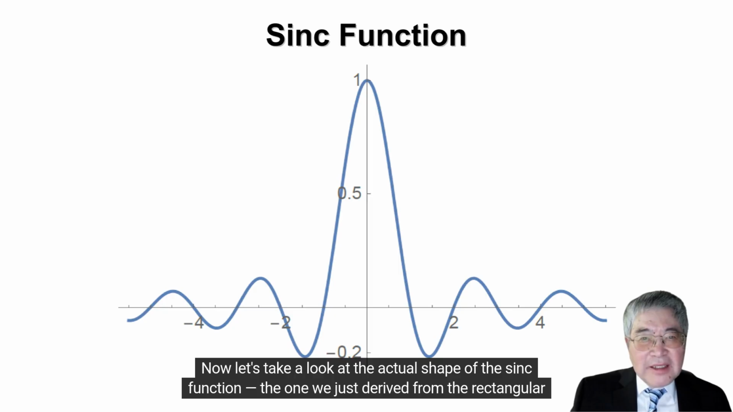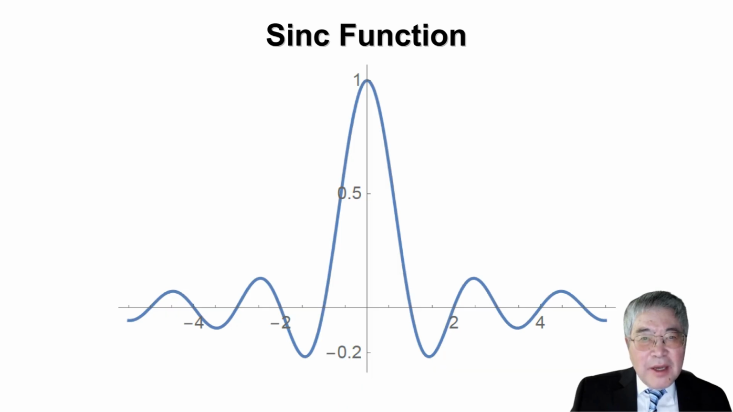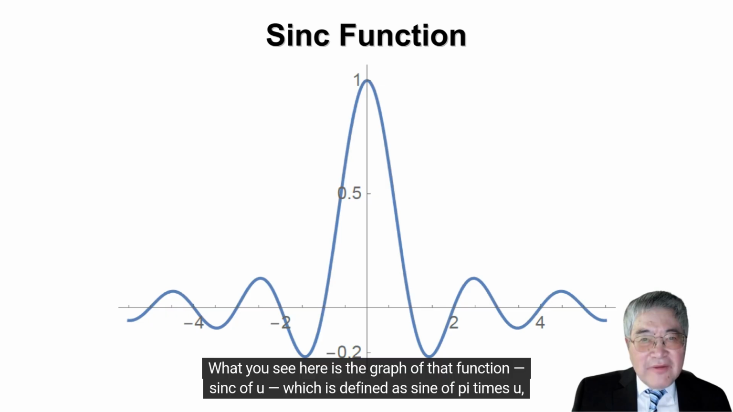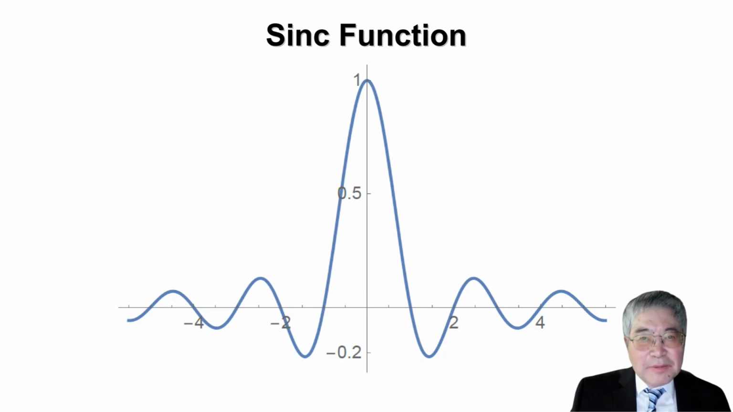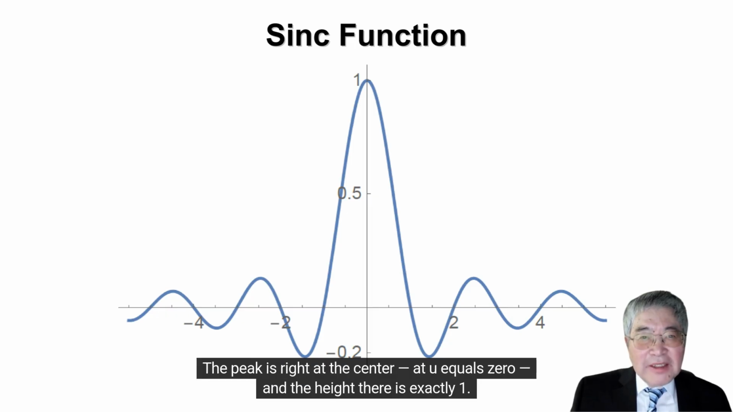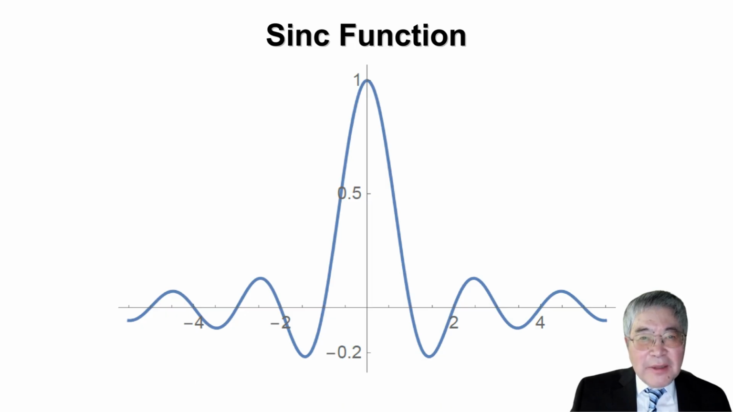Now let's take a look at the actual shape of the sinc function, the one we just derived from the rectangular gate. What you see here is the graph of that function, sinc of u, which is defined as sine of pi times u divided by pi times u. It has a smooth wave-like shape. The peak is right at the center at u equals 0, and the height there is exactly 1.